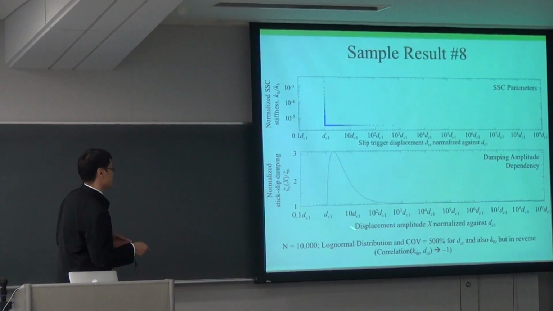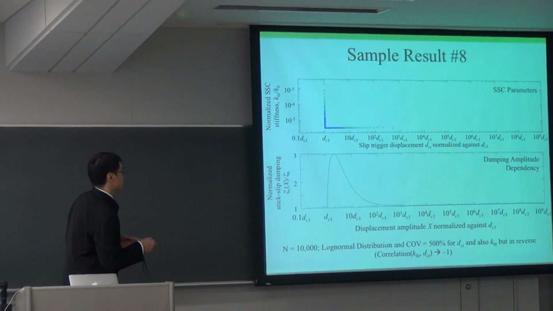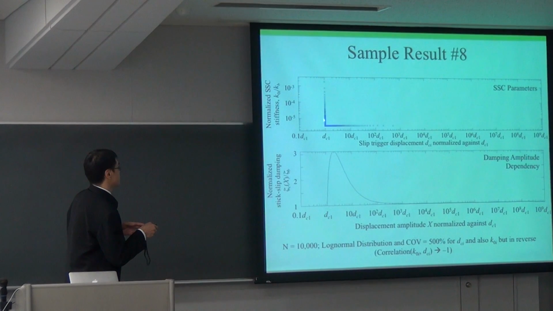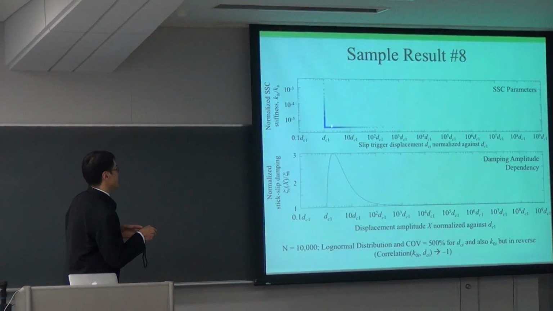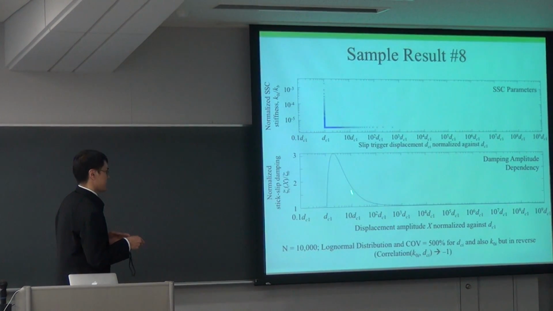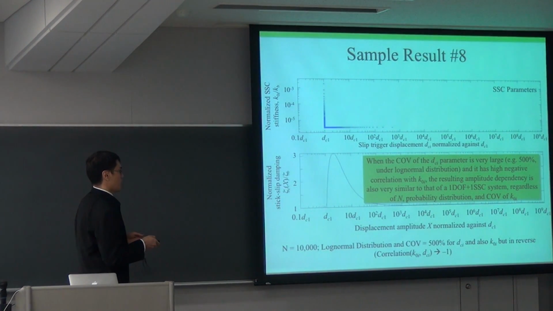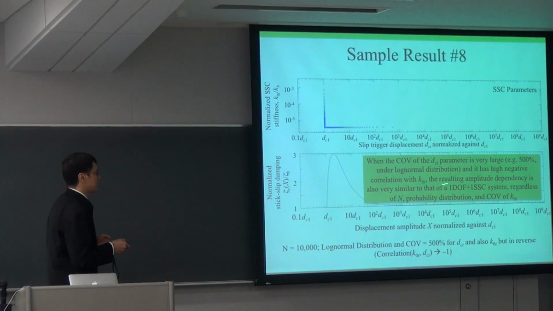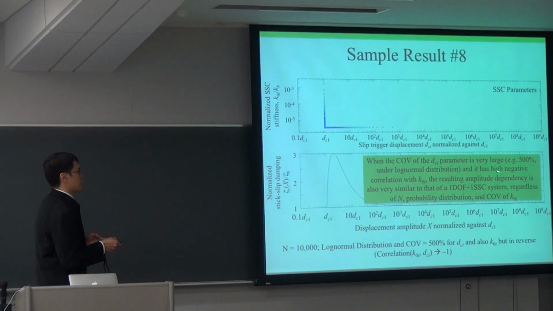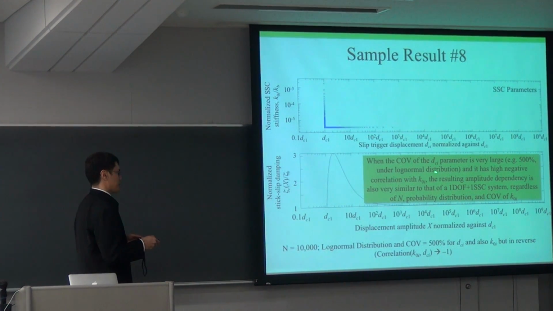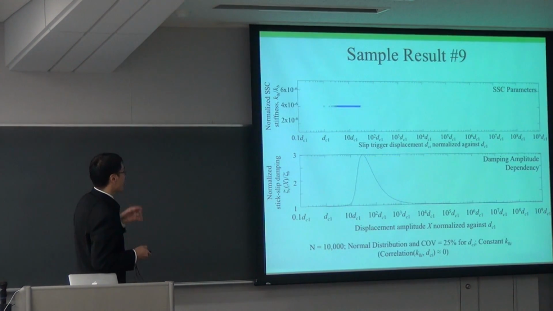And this is n equals 10,000. Again, COV is 500%. And you can see there's a concentration of trigger displacements at a very narrow amplitude range, resulting in, again, damping amplitude dependency similar to 1DOF plus one stick-slip component system. This only happens when the COV is very large, so 500%. And again, it happens only under log normal distribution.